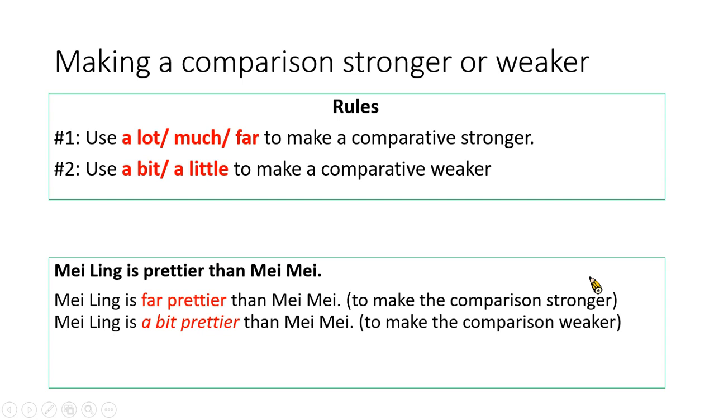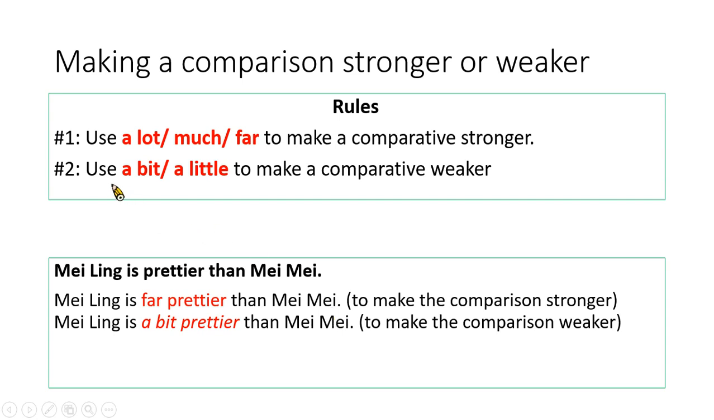So today our topic is to make a comparison stronger or weaker. You can see the rules. Use a lot or much or far to make a comparative stronger. For example, Mei-Ling is prettier than Mei-Mei. But when we say Mei-Ling is far prettier than Mei-Mei, it means this makes the comparison stronger, much more beautiful, far beyond Mei-Mei.